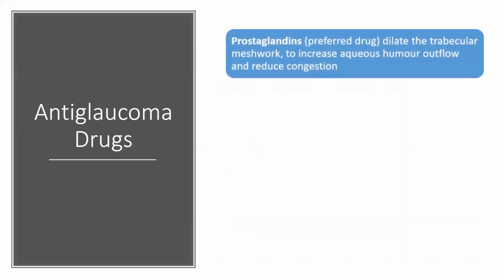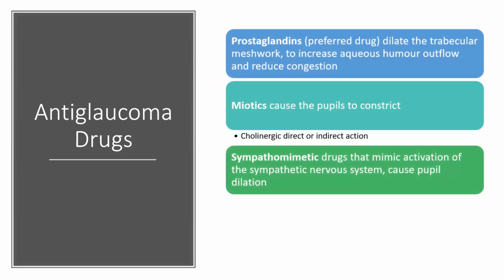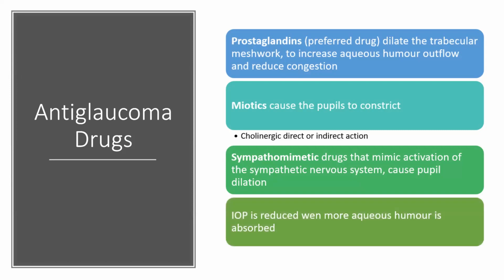Those anti-glaucoma drugs are prostaglandins. It's a preferred drug of choice. It dilates the trabecular meshwork to increase the aqueous humor outflow and reduce the congestion. We use miotics, which cause the pupils to constrict, which are cholinergic direct or indirect action. We have sympathomimetic drugs that mimic the activation of the sympathetic activity, causing pupil dilation. And IOP, increased intraocular pressure, is reduced when more aqueous humor is absorbed.